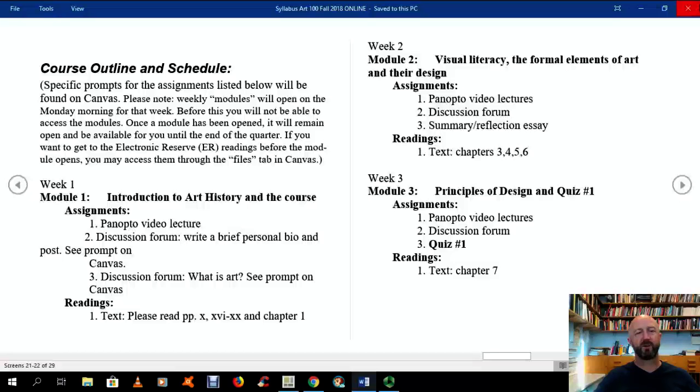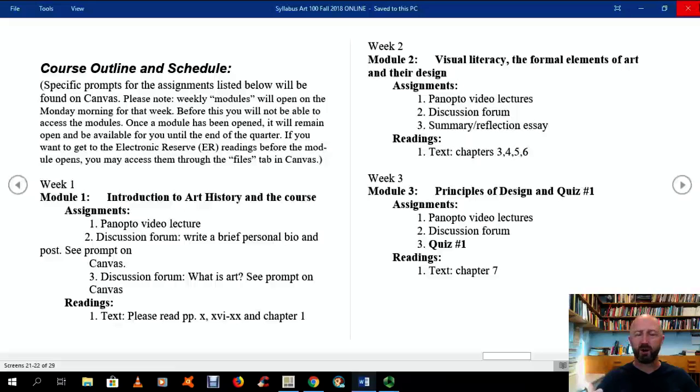And that discussion forum is, well, I should say, if you're viewing this in fall quarter, because this course gets taught many different times, these will be due on Friday. If it is in winter quarter or spring quarter, this may be due on a Wednesday or a Thursday. Check Canvas, I should have said that. In any case, your second discussion forum post is, what is art?